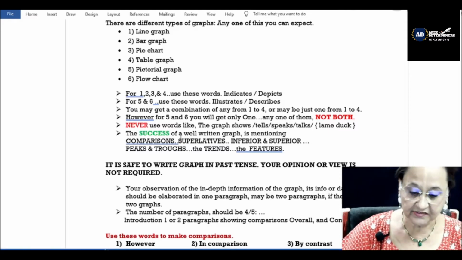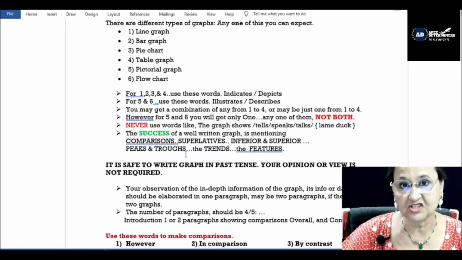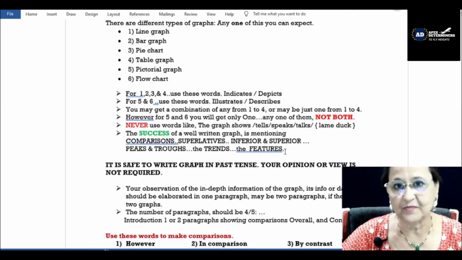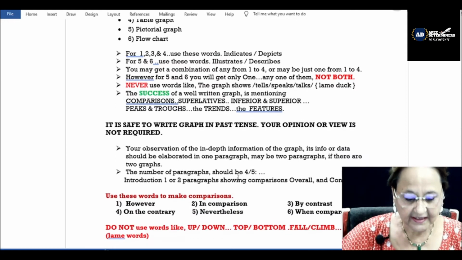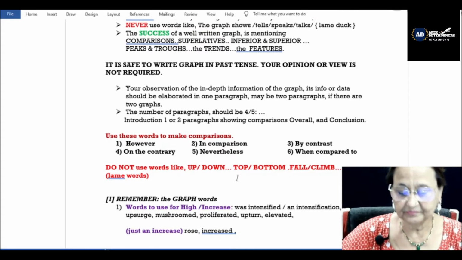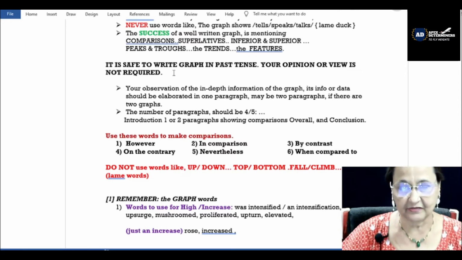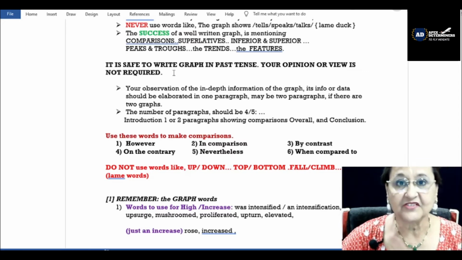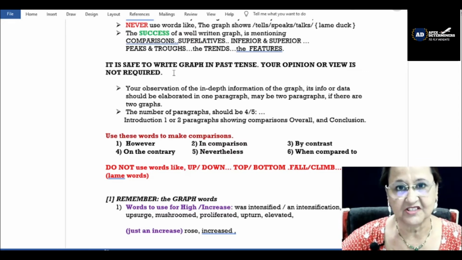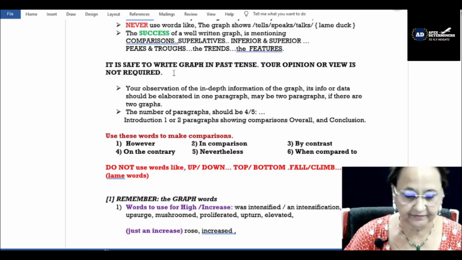Comparisons of superlatives, inferiors and superiors, peaks and troughs, the trends and the features. Making differences, highlighting differences is what matters in the graph. It is always safe to write graph in past tense. Your opinion or view is not required in a graph. What the graph is depicting, what the graph is illustrating, that information only you're supposed to write.